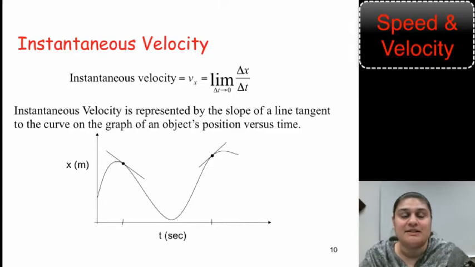Instantaneous velocity is the velocity at any instant. By definition, it is defined in the limit when delta t, the change in time, goes to 0. Instantaneous velocity is represented by the slope of the tangent to the curve on the graph of the object's position versus time.